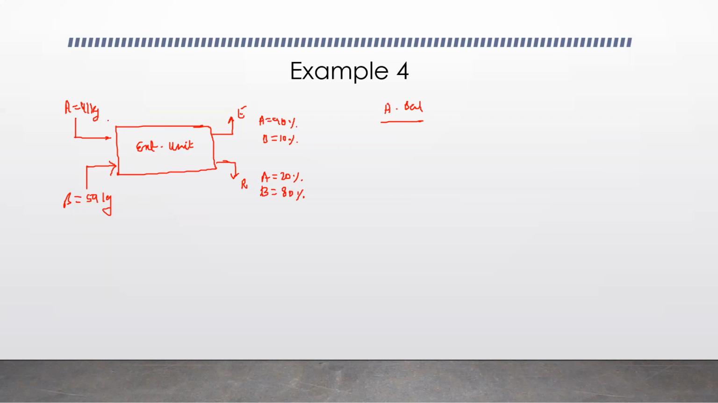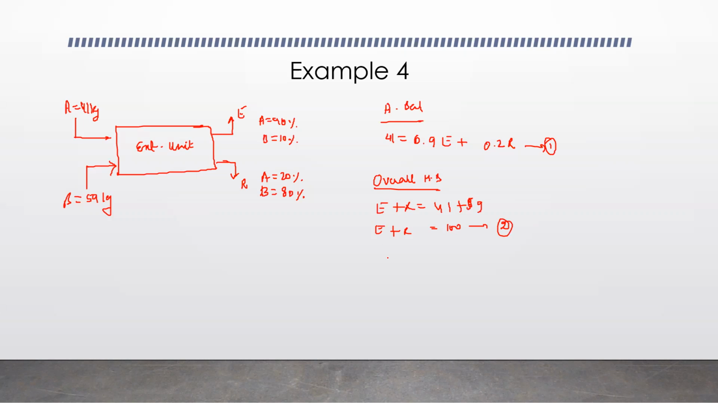So the A balance equation is going to be 41, that is A in the inlet, is equal to 0.9 into E, that is A in the A rich phase, plus 0.2 into R, that is A in the B rich phase. So this is your equation number 1, and then you can form the overall material balance equation. Outlet E plus R is equal to inlet 41 plus 59. So that is E plus R is equal to 100. That is your equation number 2.